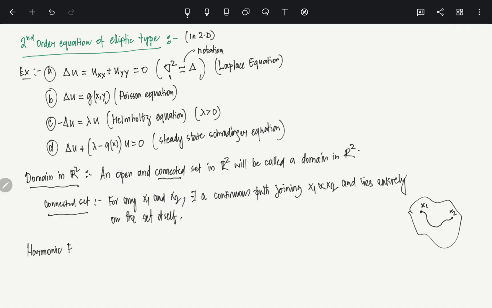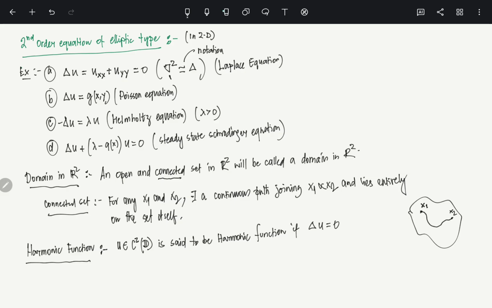Harmonic function. So what is a harmonic function? Essentially, harmonic functions are functions for which the Laplacian of u equals 0. So u in C2 of D, I will explain to you why, is said to be harmonic. So basically we will call it a harmonic function if the Laplacian of u equals 0.